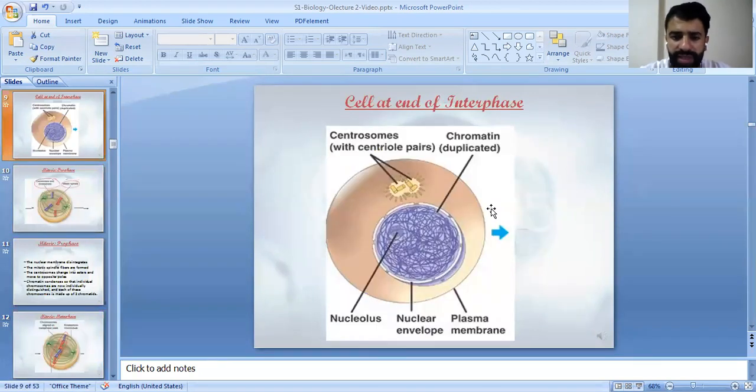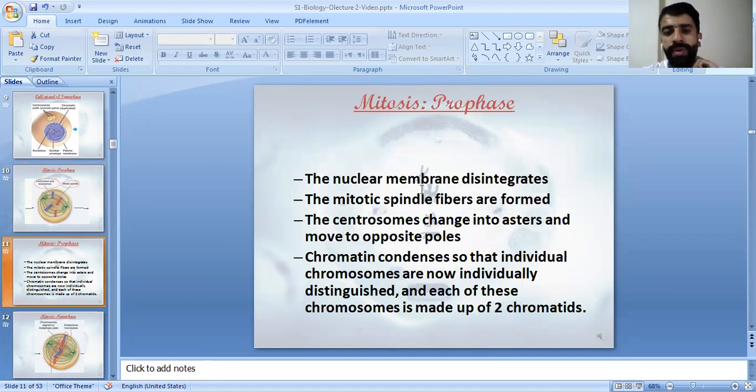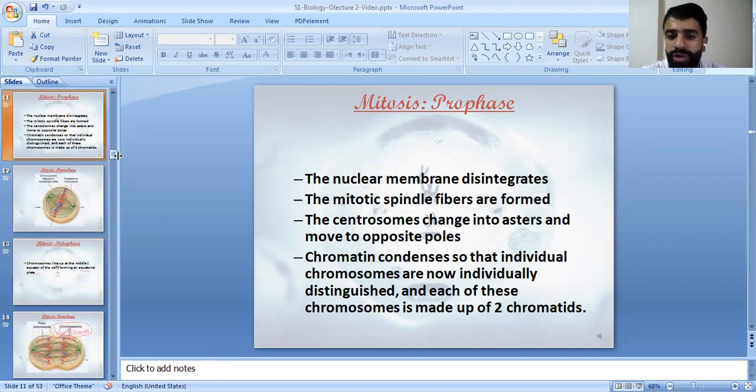You have to know that at the interphase the chromosomes are not well formed, we have chromatin. Then during the prophase we have the nuclear membrane disintegrate. You have to study these events. You have to know what's happening in every single stage or checkpoint during the mitosis. The nuclear membrane disintegrates. Mitotic spindle fibers, the ones in green, start to form. Centrosomes change into asters. The chromatin condenses so that you have individual chromosomes, each made up of 2 chromatids. So these are the phases: nuclear membrane disappears, the mitotic spindle fibers are formed, the centrosomes change into asters, and chromatin condenses so that we have individual chromosomes made up of 2 chromatids each.